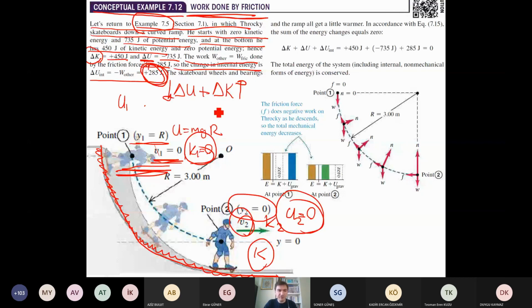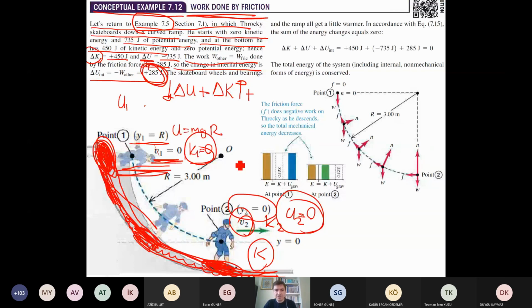What about the internal energy? Due to the friction between this ramp surface and the skateboard, this skateboard becomes hot. Okay, the wheels of the skateboard and bearings will be hot, and also this surface will be hot. The temperature of the surface and also the skateboard will increase.